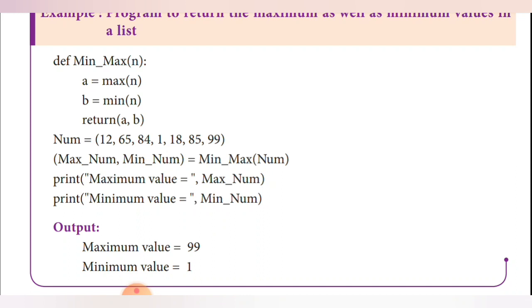And then in the next statement, we print the minimum value. What is the minimum value? 1. Yes, this minimum value 1 will be stored in the variable min_num. Now you can see the output: maximum value is 99 and minimum value is 1. So this is the way you can return more than one value from a function. It is possible only in the Python programming language.